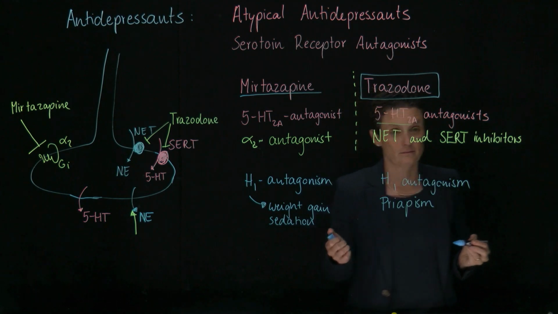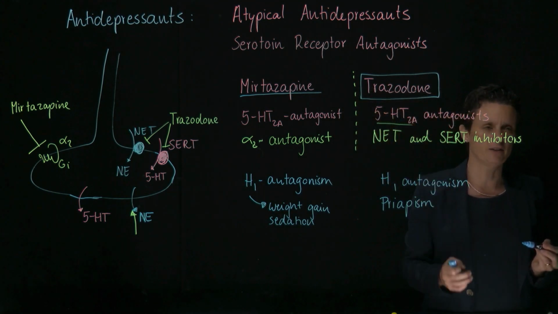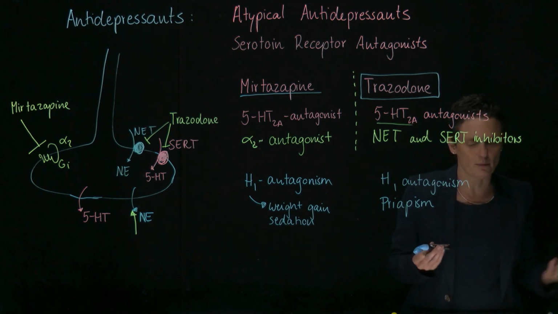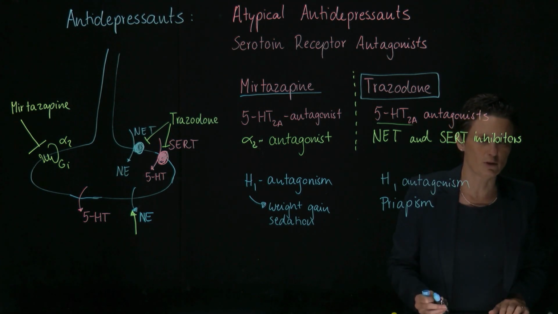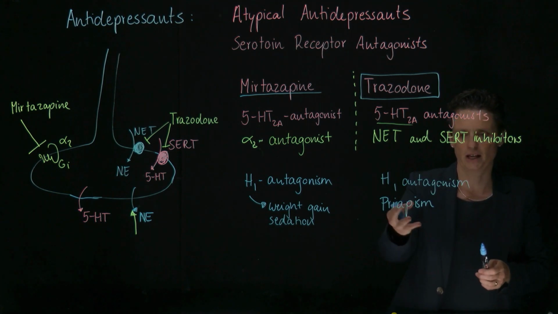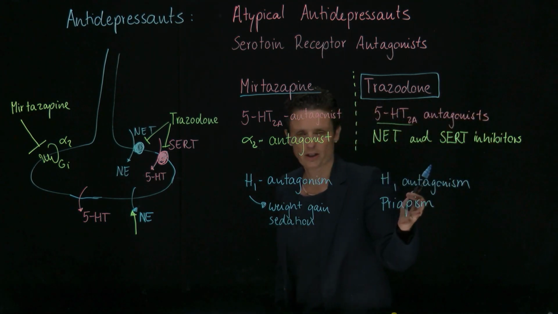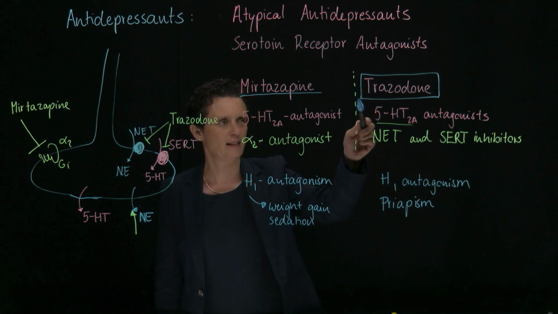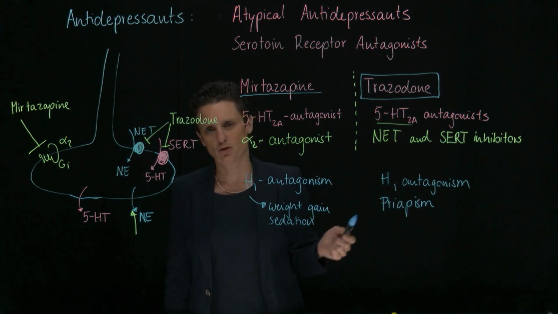You can remember that the 5-HT2A is the one that is responsible for, when you stimulate it, you get sexual dysfunction. When you block it, you get priapism. It's almost like the opposite, although this could also be considered sexual dysfunction. Very dangerous situation, definitely need to go to the ER. So priapism is something that you may see in trazodone.